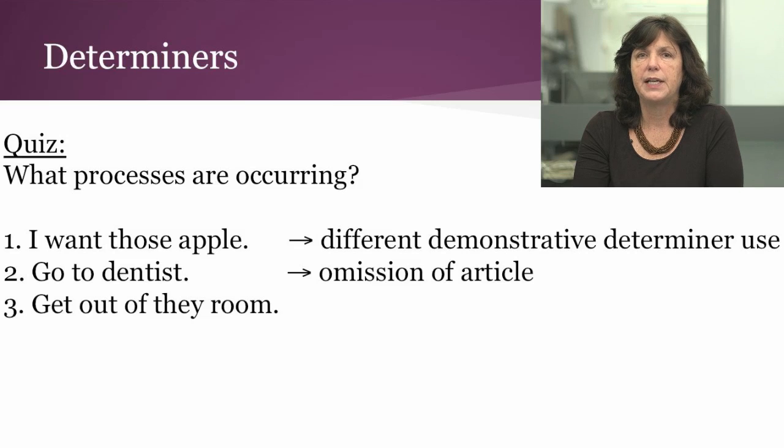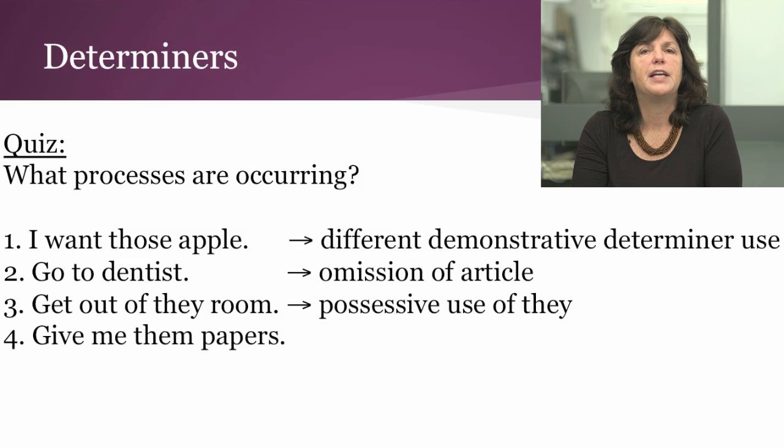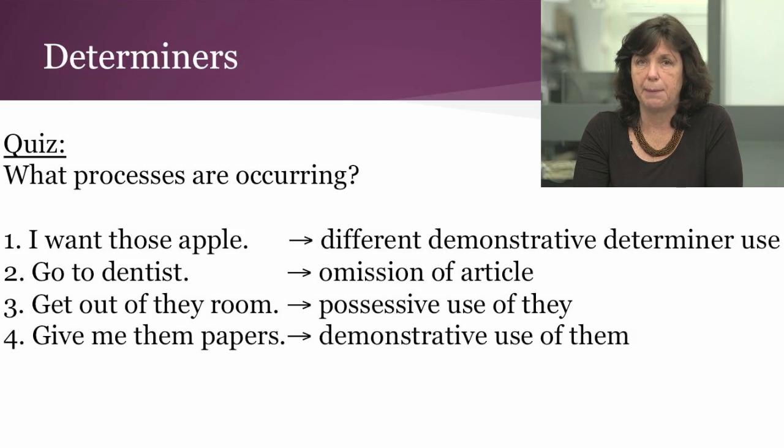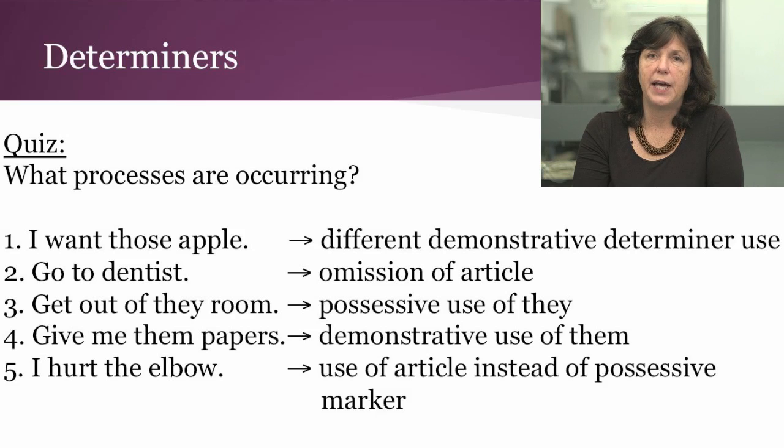Let's try this one. "Get out of their room." Here we have the possessive use of they. What about in "give me them papers"? Here we have demonstrative use of them. And finally, what about this one? What's happening in "I hurt the elbow"? Here we have use of an article instead of a possessive determiner.